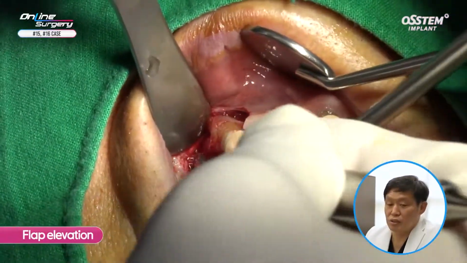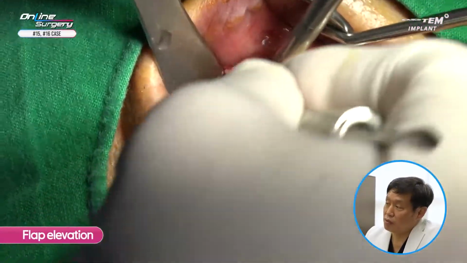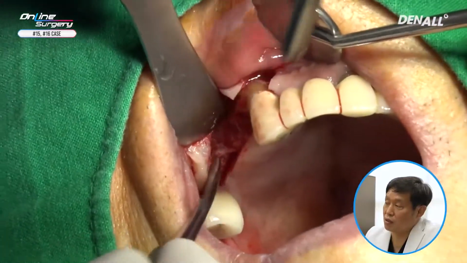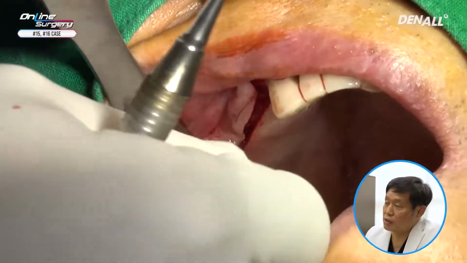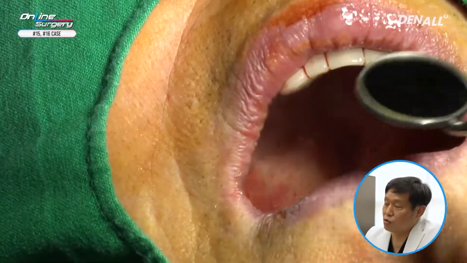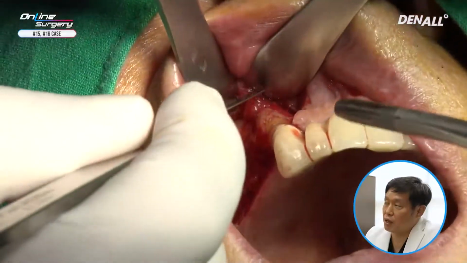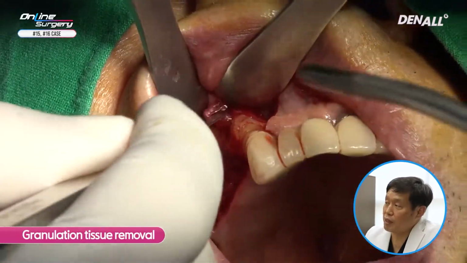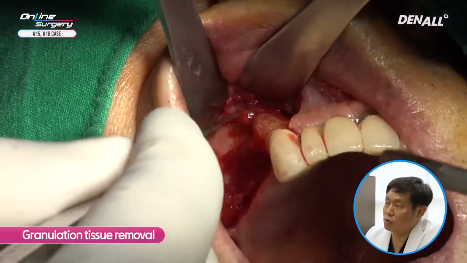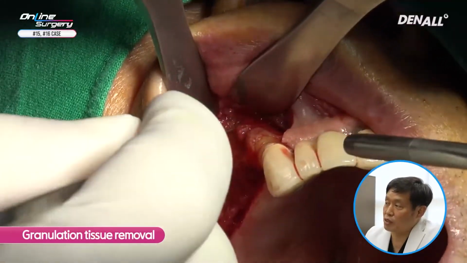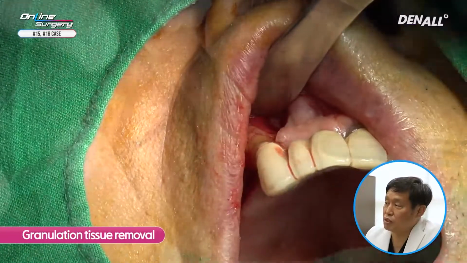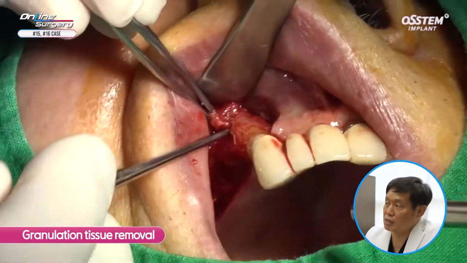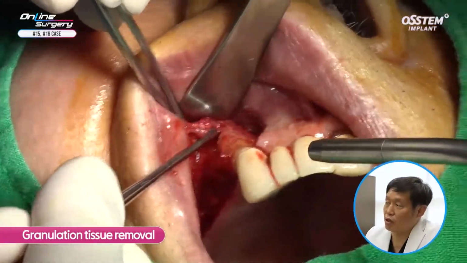Flap elevation is being done. On the distal side, in the extraction site, healing is not fully done, so it's quite difficult. You can see that the crown of the implant on the distal side has become dislodged. It's removed. The flap elevation is done. On the apex side of the canine, it's exposed. The granulation tissue is stuck to the mucoperiosteal flap, so I'm removing it using a curette. Granulation tissue is being removed. It's fully removed.